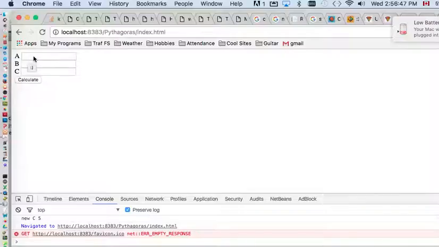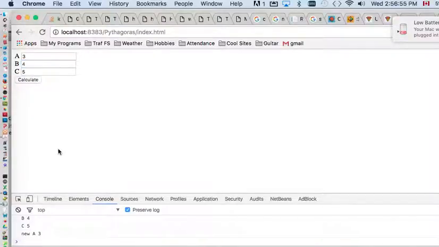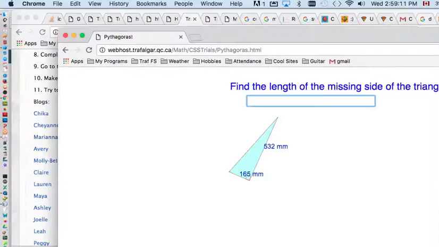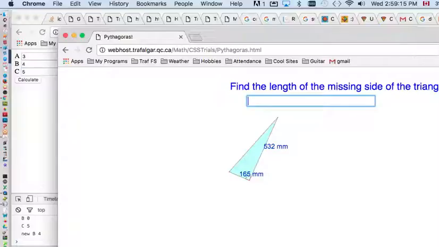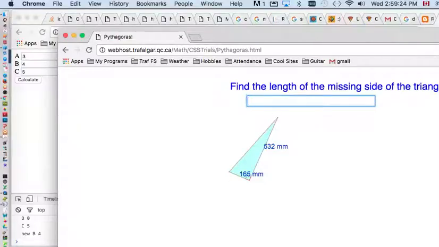So if I put in, let's say we knew that C is 5 and B was 4, then A should be 3. And there it is. Okay, or if we knew that A was 3 and B is 5, and we press calculate, then it gives us the 4. Okay, so now we're missing the hypotenuse, so it's the A and B that we have, not the C. So I'm just going to go back to here.